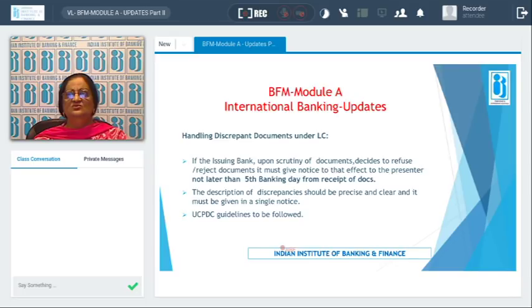So the bank has to advise very clearly to the negotiating bank or the presenter of the documents whether they are holding the documents or whether they are returning the documents. Even if the documents are being returned, the notice has to be sent. So the notice has to be clear about the status of documents. The description of discrepancy should also be clear, and it should be given in a single notice. The UCPDC guidelines in these cases should be followed.